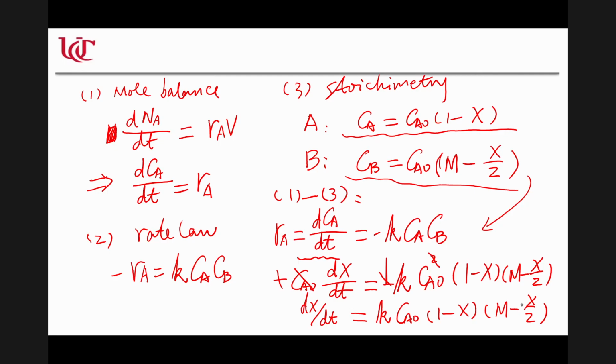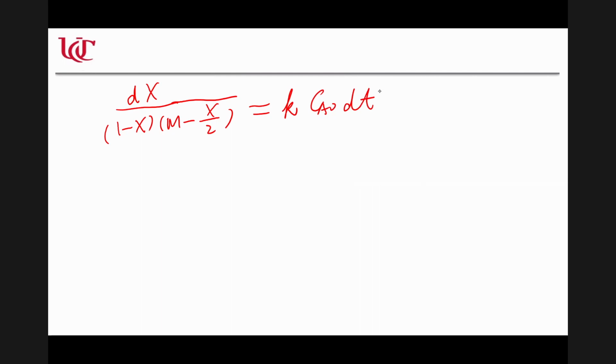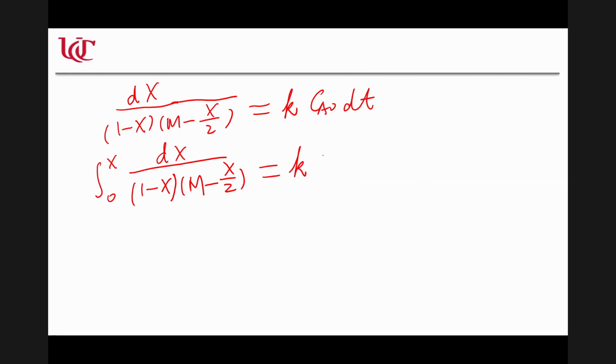So we can transform it, okay? We can transform it: dx over (1 minus x)^2 equals k CA0 dt. So now our task is to solve this equation. We integrate it from 0 to x of dx over (1 minus x)^2, and that equals the integral of k CA0 dt, which is k CA0 t.